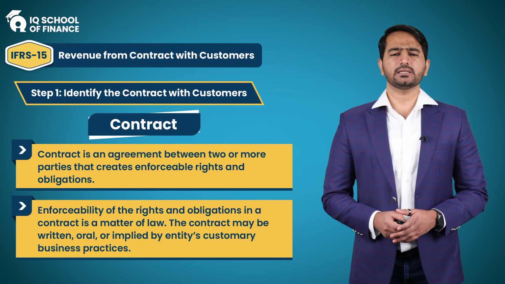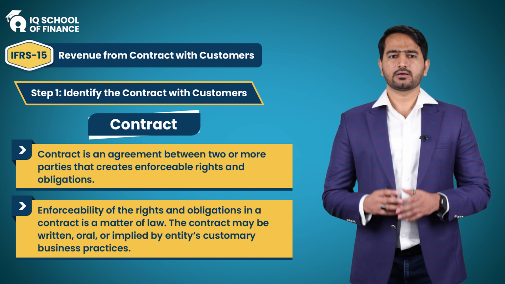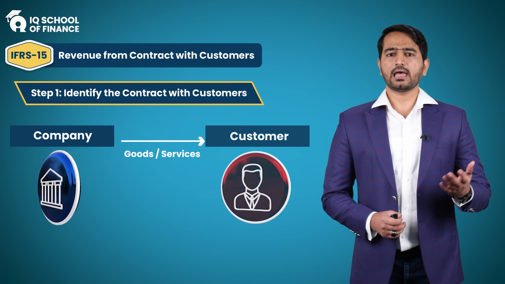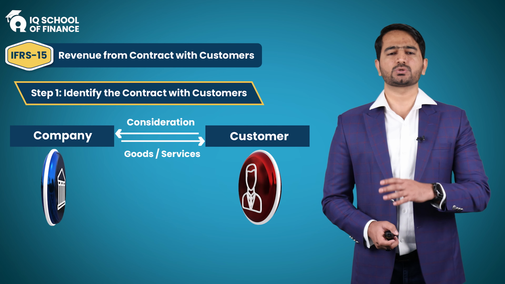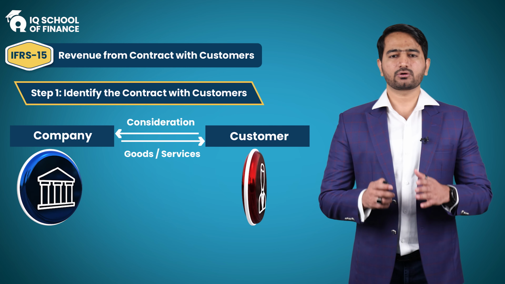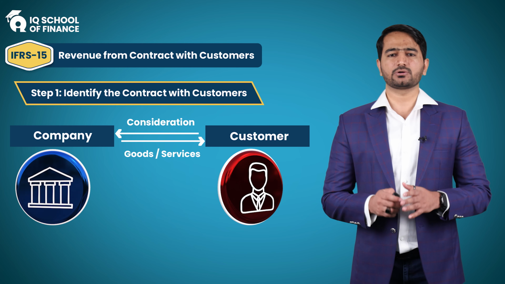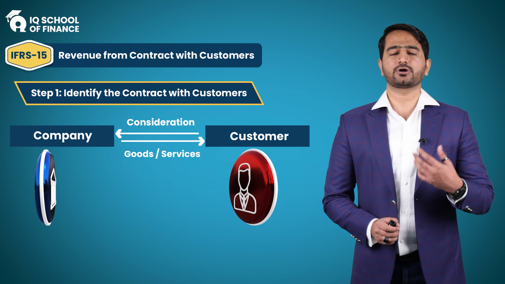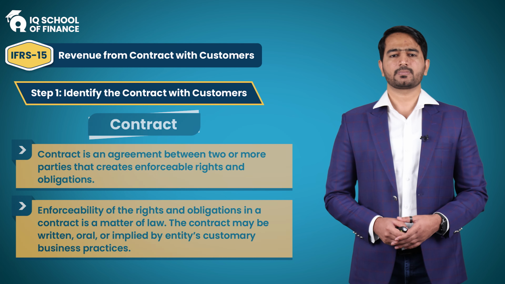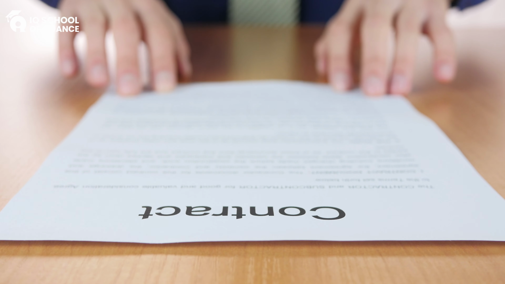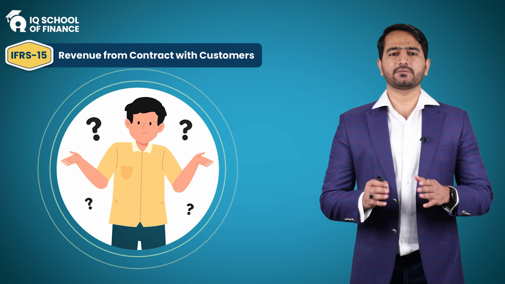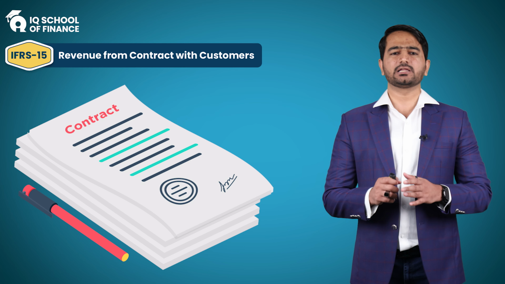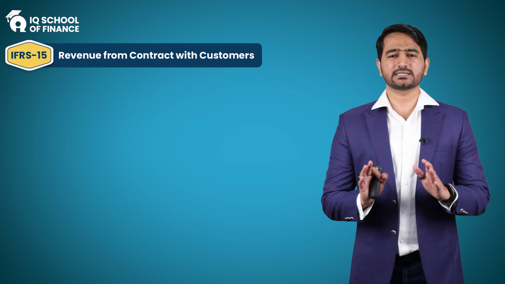Normally, in the case of a two-party contract, one party, that is the company, provides goods and services to the other party, that is the customer, and the customer pays consideration against those goods and services. It means in a contract the responsibility of the company is to provide goods and services to the customer, and the obligation of the customer is to pay for the goods and services to the company. Now, when we talk about a contract, most people think that a contract should be a written contract, and that it is necessary to have a contract in documented form in order to be legally enforceable. But this is not necessary at all.